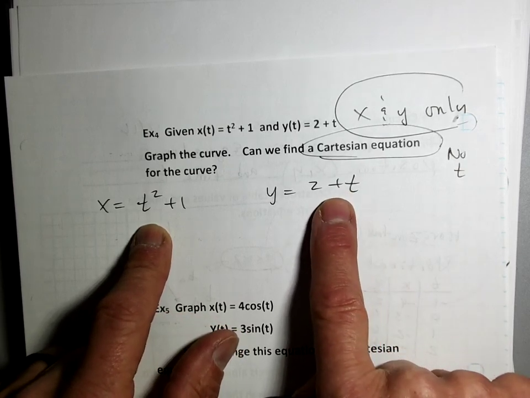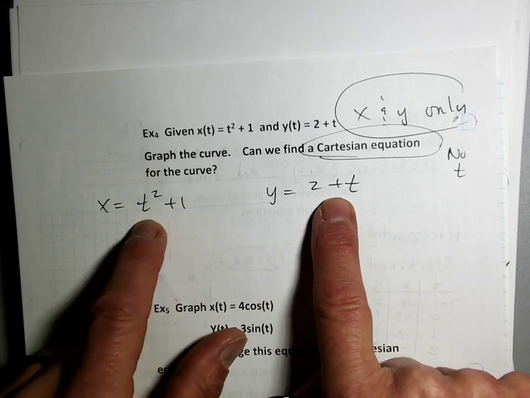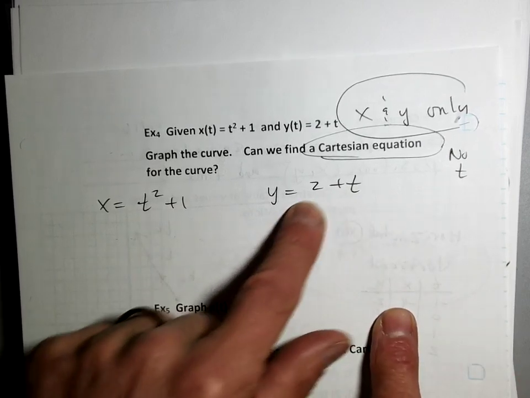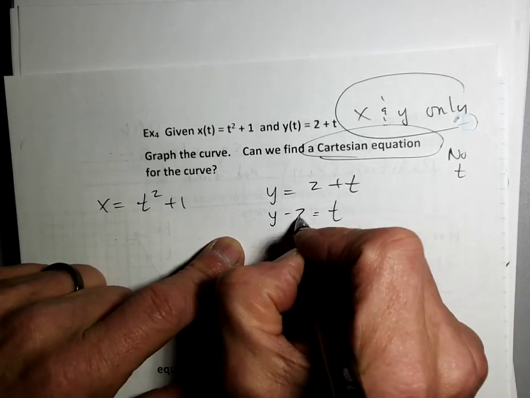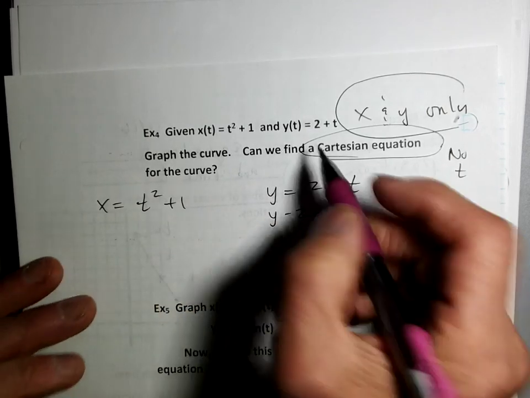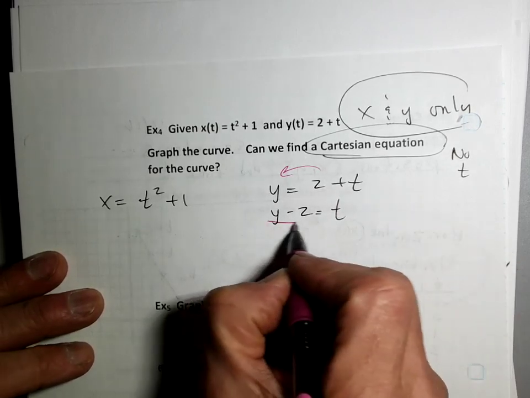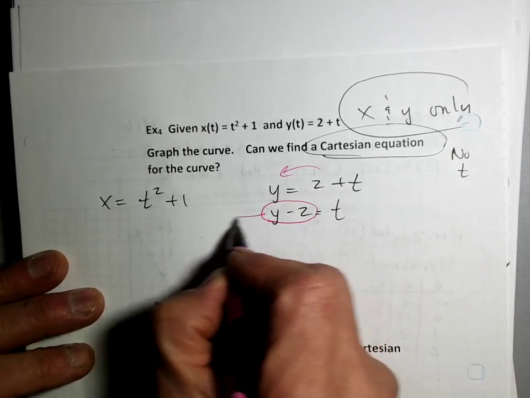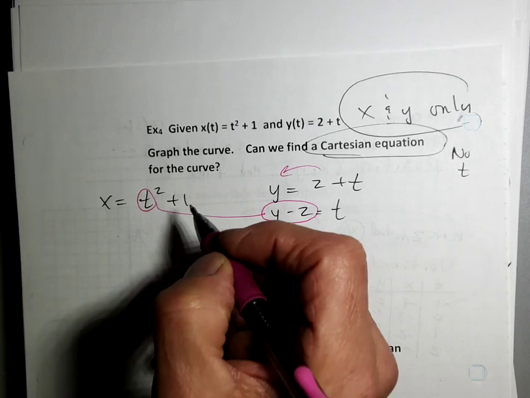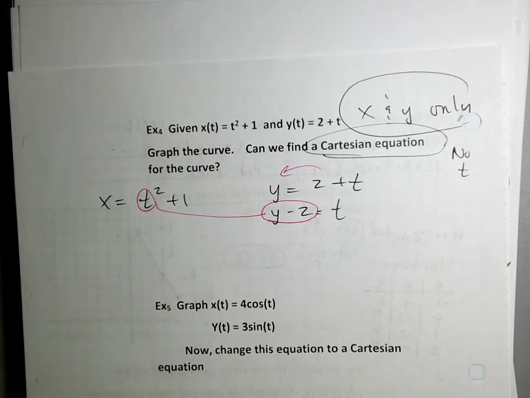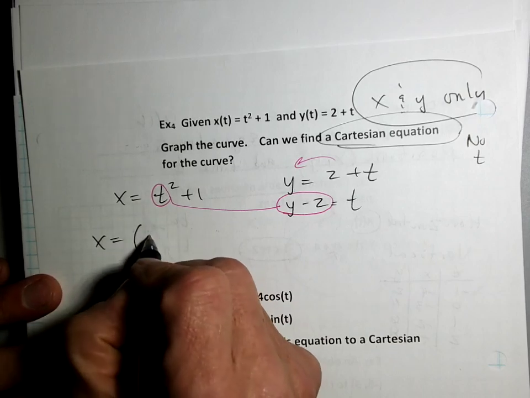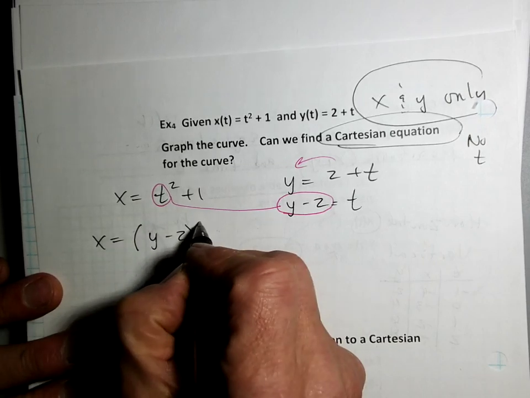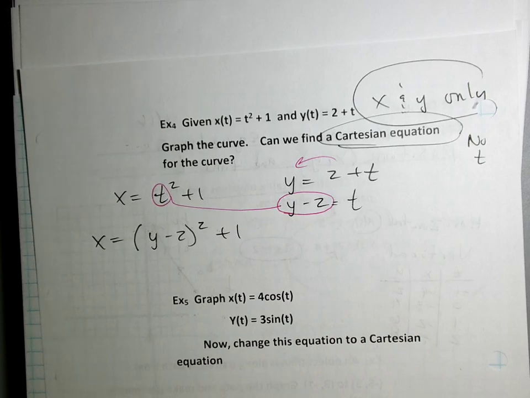Subtract 2, right? This one you have to subtract 1 and square root, right? So let's solve for t. So t is equal to y minus 2, because I just brought the 2 over, okay? And I'm going to take the y minus 2 here, and substitute it in for t squared. So I'm going to rewrite this equation as x is equal to (y minus 2) squared plus 1. Okay, all I did is make a substitution.